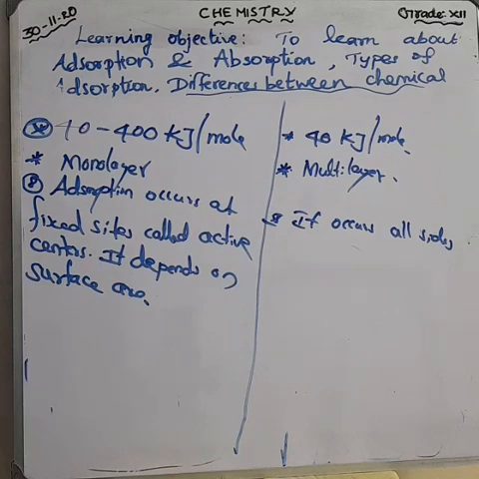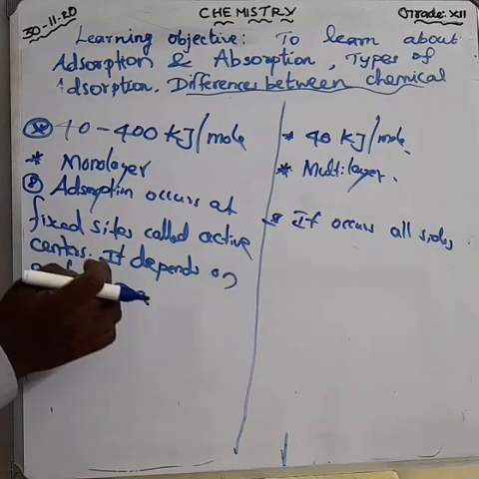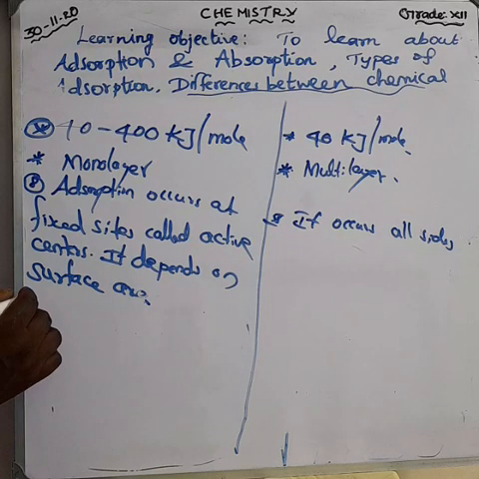Those areas are called what? Active centers. Here, adsorption occurs at a fixed site called what? Active centers. It depends upon the surface area. Here, it occurs on all sides because it's physical adsorption. Anywhere it can occur. Can you remember the eighth point? Next is the last, the ninth point.